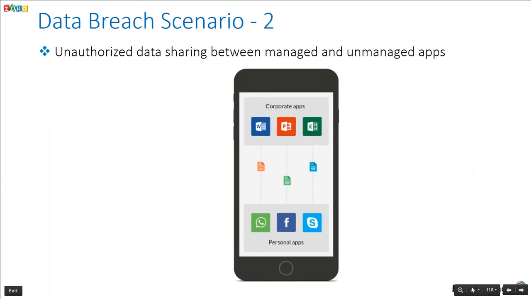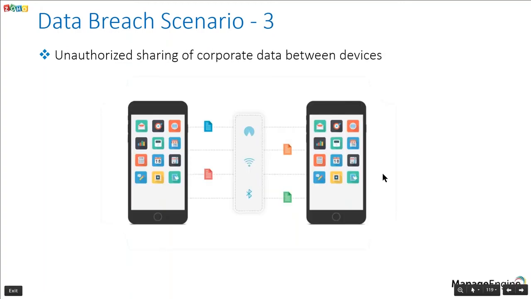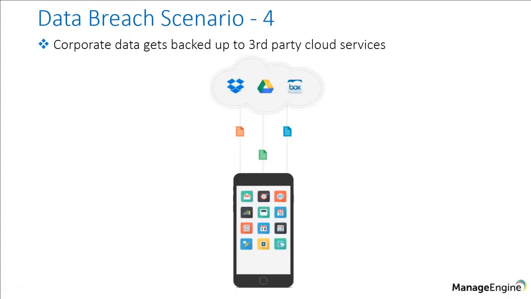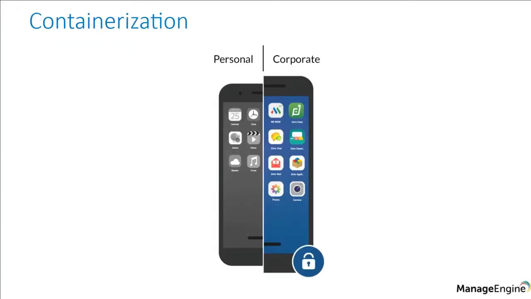Now let's look at a few other scenarios in which your data can be breached. Your data can be breached when there is unauthorized sharing of data between your managed corporate apps as well as your unmanaged personal apps. Data can also be breached through unauthorized sharing of corporate data between your managed and your unmanaged devices through Wi-Fi, AirDrop, or Bluetooth. Your corporate data can also get breached when it gets backed up to third-party cloud services such as Drive and Dropbox. Now, the answer to all of this is containerization.